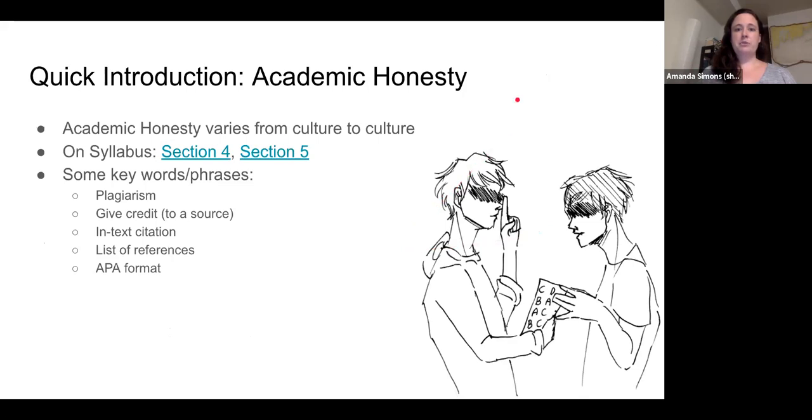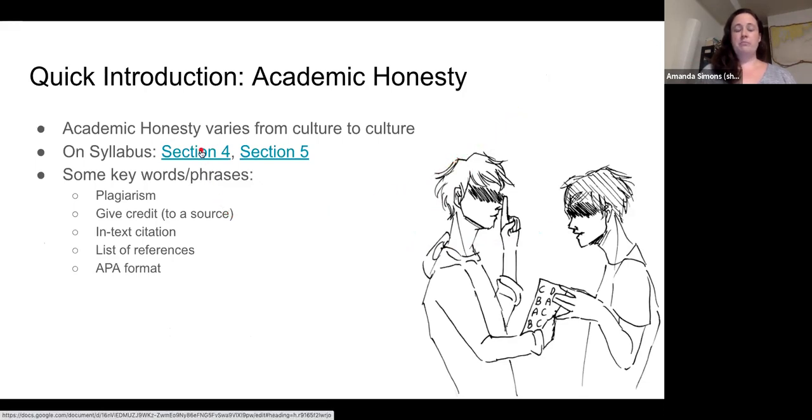So I do want to give you a quick introduction and say that one thing that happens is that academic honesty can vary from culture to culture. And what might be academic honesty in American culture might not be academic honesty in another culture. For example, plagiarism is a word and a practice that can vary from culture to culture. So that is why we are taking some time today to get familiarity with these concepts.